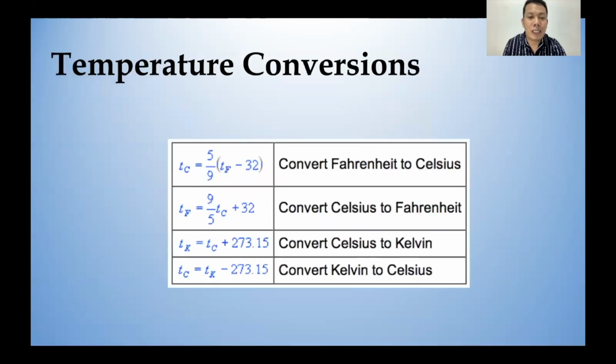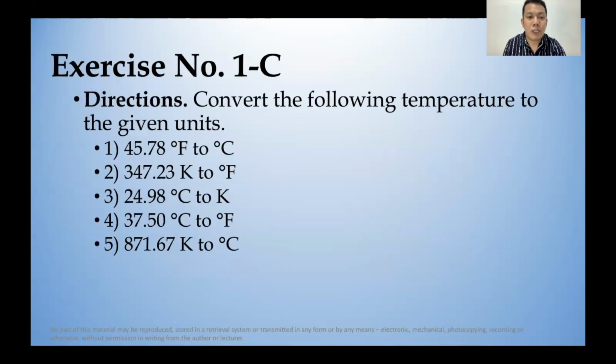And these are the temperature conversion formulas. The first one is how to convert Fahrenheit to Celsius. The second formula converts Celsius to Fahrenheit. Then convert Celsius to Kelvin, and convert Kelvin to Celsius. So with that, we are now into the last exercise.